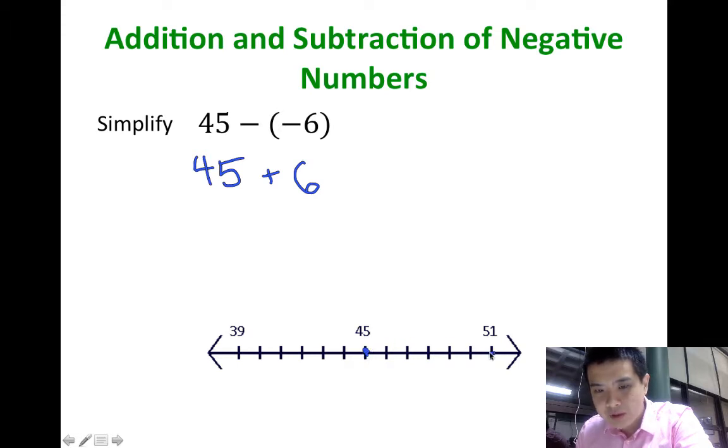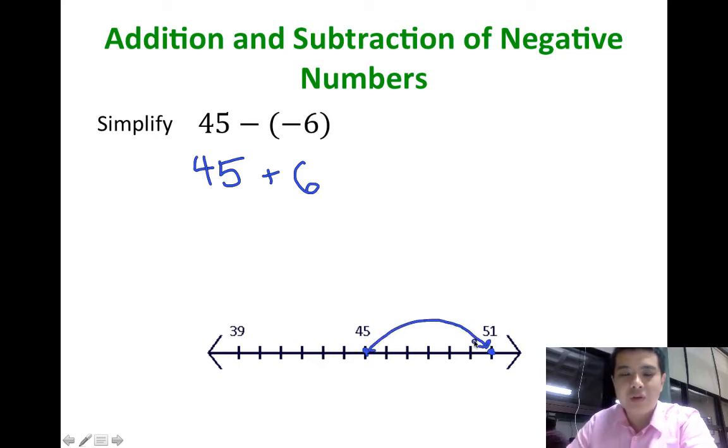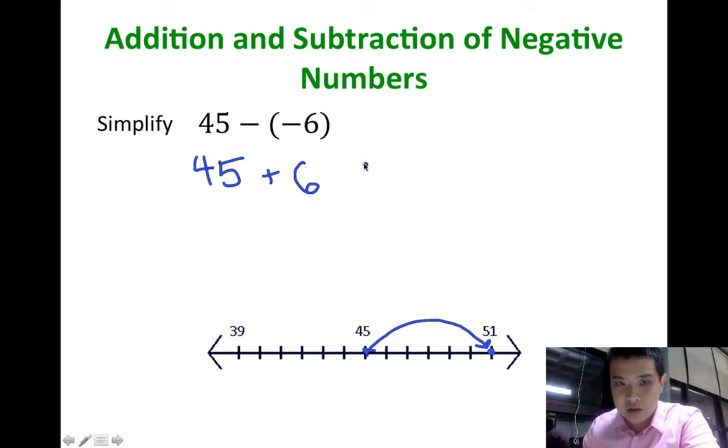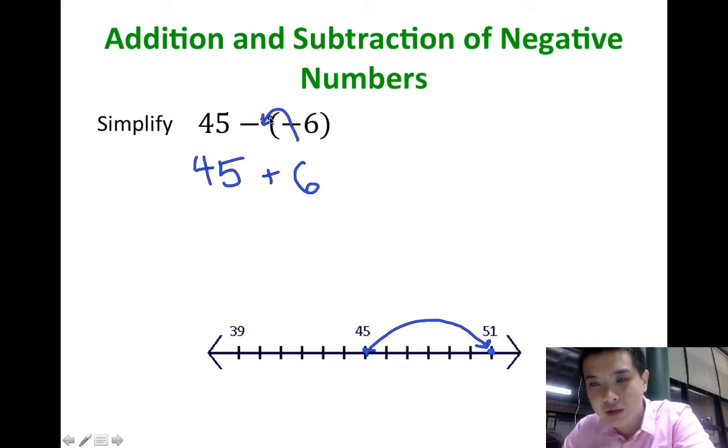And 45 plus 6, if we were to do that on the number line, we start here. We move over 6 spaces to 51. And we do the jump right here. So 45 minus negative 6 is actually the same thing as 45 plus 6, because we are not subtracting. This gets rid of this subtraction and turns it into a positive.